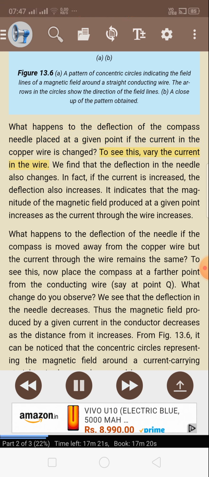To see this, vary the current in the wire. We find that the deflection in the needle also changes. In fact, if the current is increased, the deflection also increases. It indicates that the magnitude of the magnetic field produced at a given point increases as the current through the wire increases.